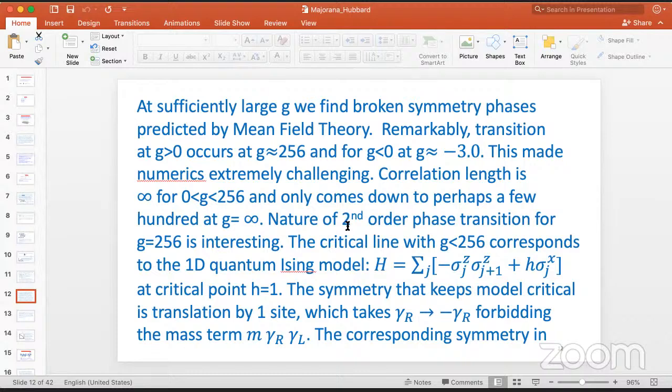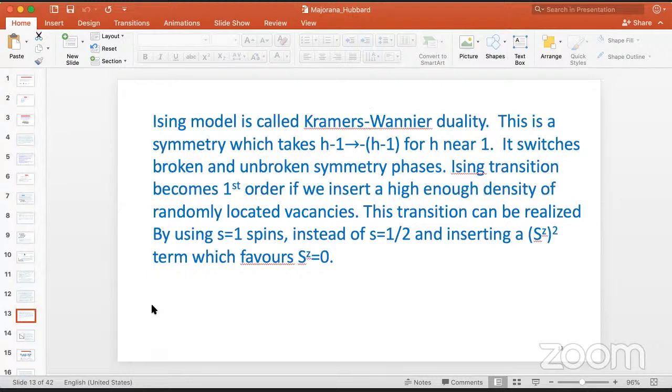So the critical line with G less than 256 corresponds to the one-dimensional quantum Ising model, which you can map from spins to Majorana fermions. And this model has a critical point at h equals 1. And the symmetry that keeps the model critical is translation by one site, which takes gamma right to minus gamma right. And this forbids the mass term m gamma right, gamma left. So the corresponding symmetry in the Ising model is called Kramers-Wannier duality. And this is a symmetry which takes h-1 to minus h-1 for h near 1. So it switches the broken and unbroken symmetry phases.